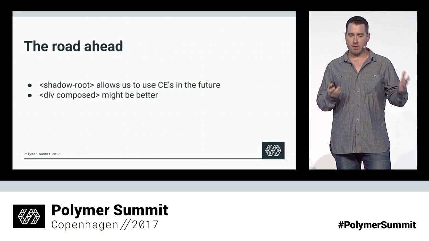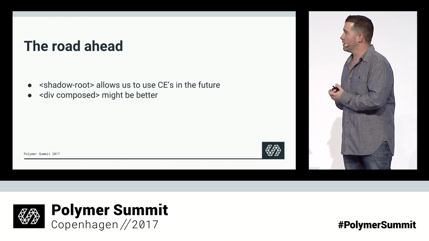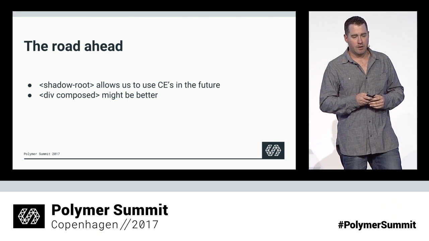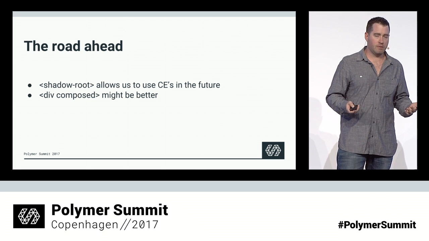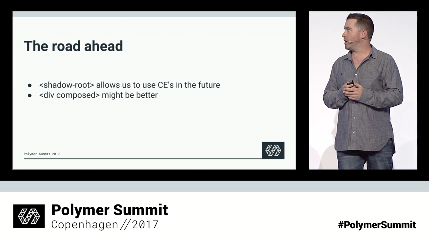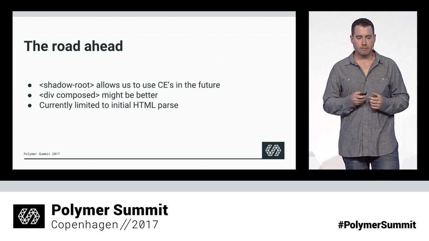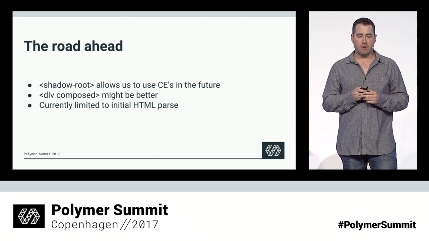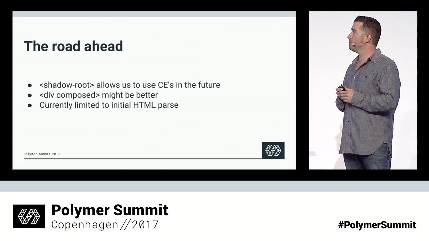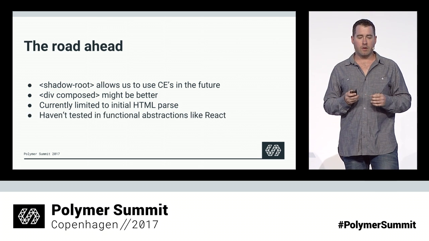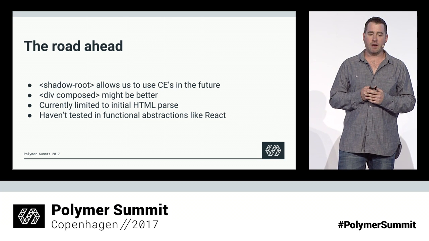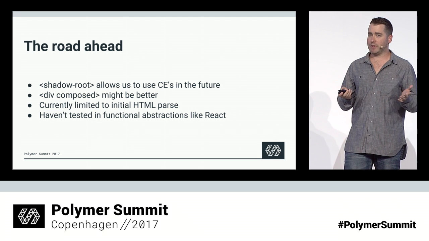The possible alternative to a custom element would be using something like a composed attribute or a shadow root attribute on the host. Doing this means that there are fewer DOM elements that need to be thrashed or mutations happening. And it seems to match the imperative API a little bit closer. Either way, declarative shadow roots are currently only designed to work for the initial parsing of an HTML page. Using it in other declarative abstractions like React and JSX and other ones hasn't really been prototyped yet, but we hope to be doing that soon.